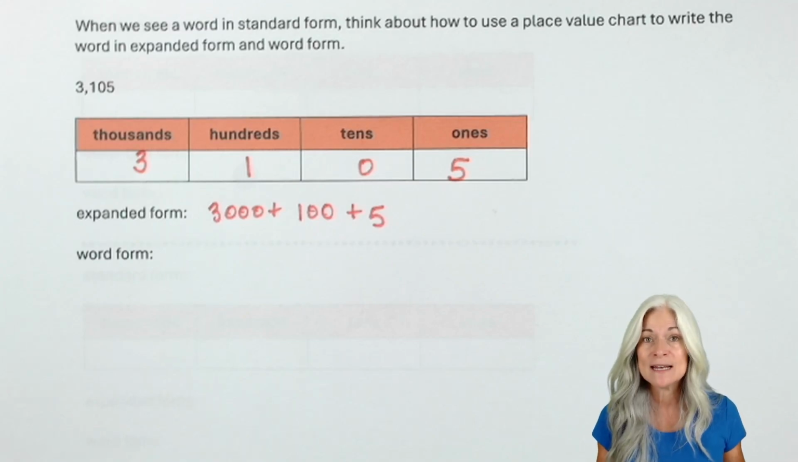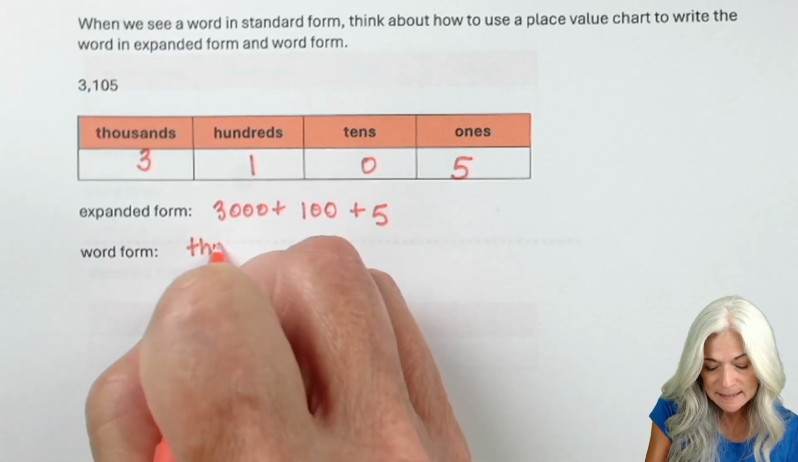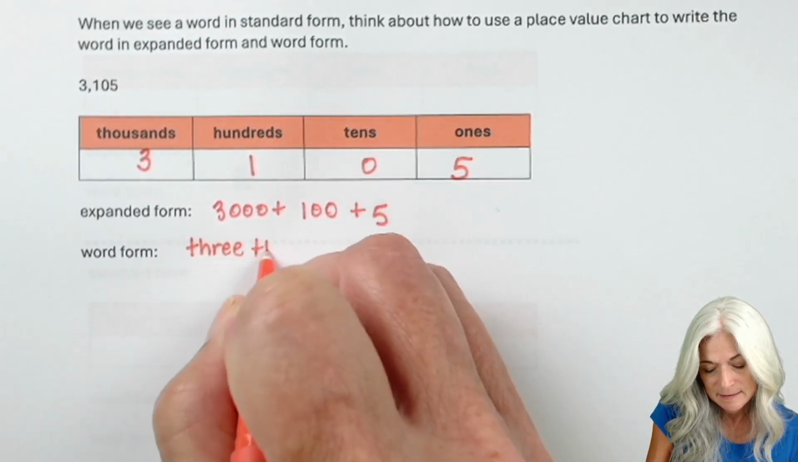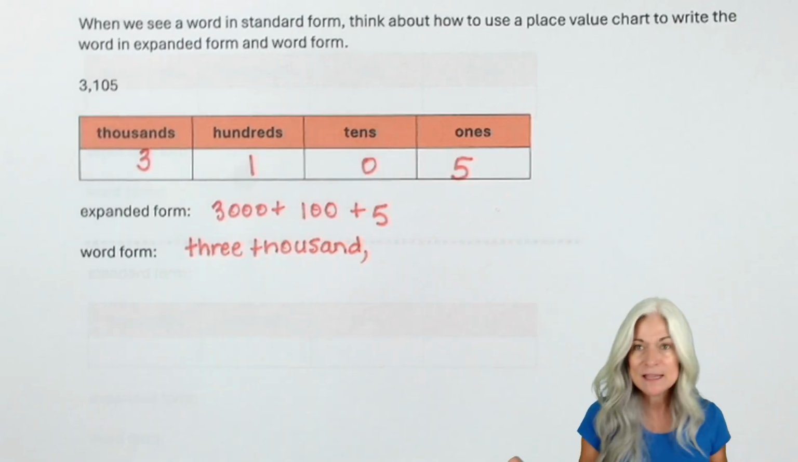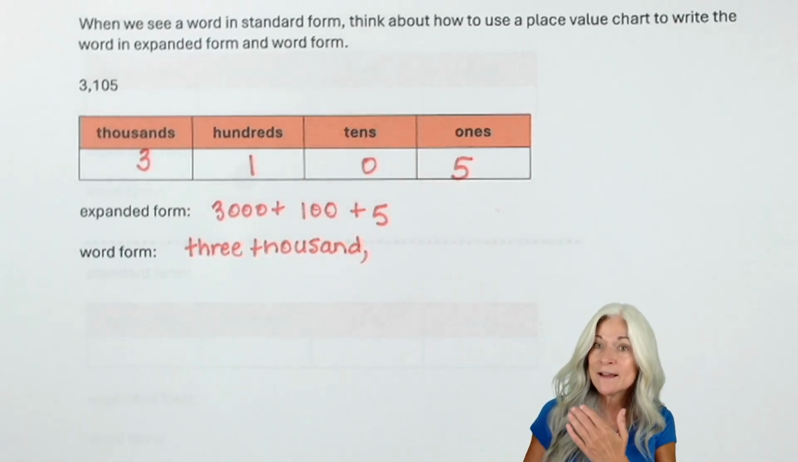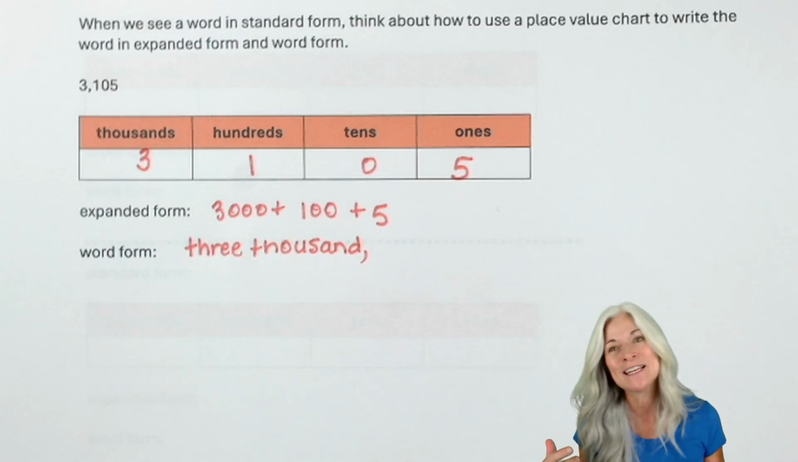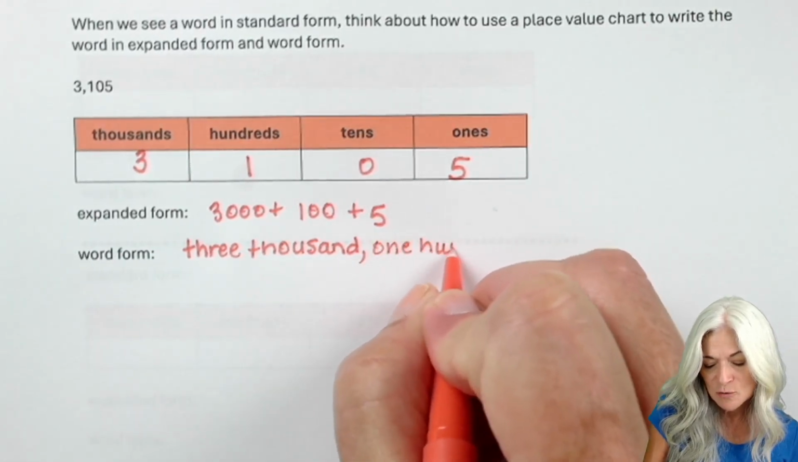So some students may need this. So then when they write it out in word form, again, 3,000. We use a comma after 3,000, but then the rest of it is just written out. 105. Again, avoiding using the word "and." 3,105.